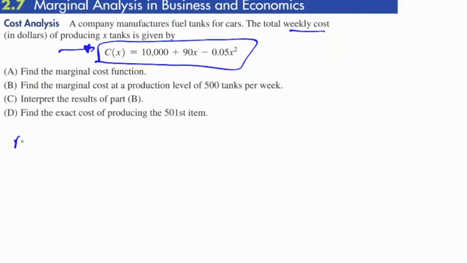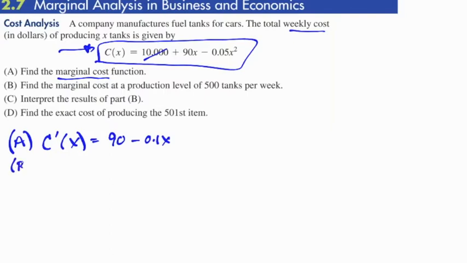And part A, we're going to take the derivative, C prime of x, and that's how we find the marginal cost function. The derivative of a constant is 0, so the 10,000 is gone. Derivative of 90x is 90, and derivative of negative 0.05x squared is negative 0.1x. We're done. We have our marginal cost function.